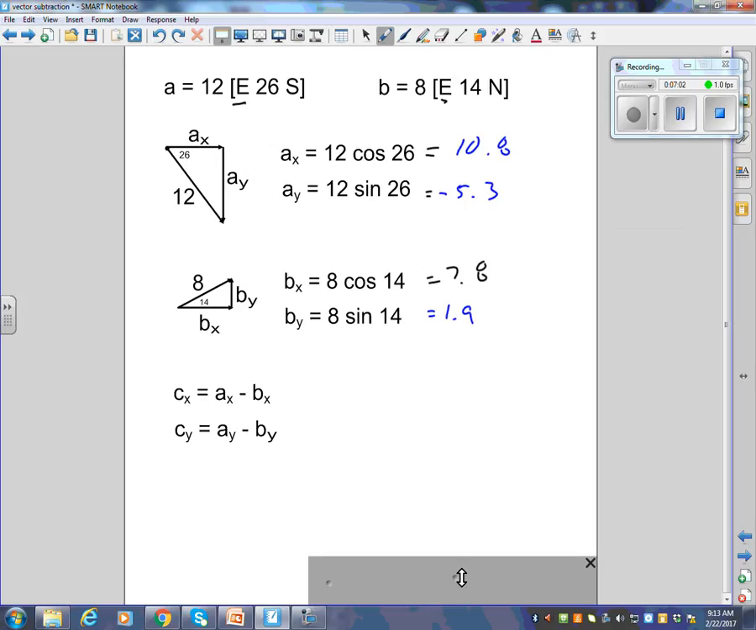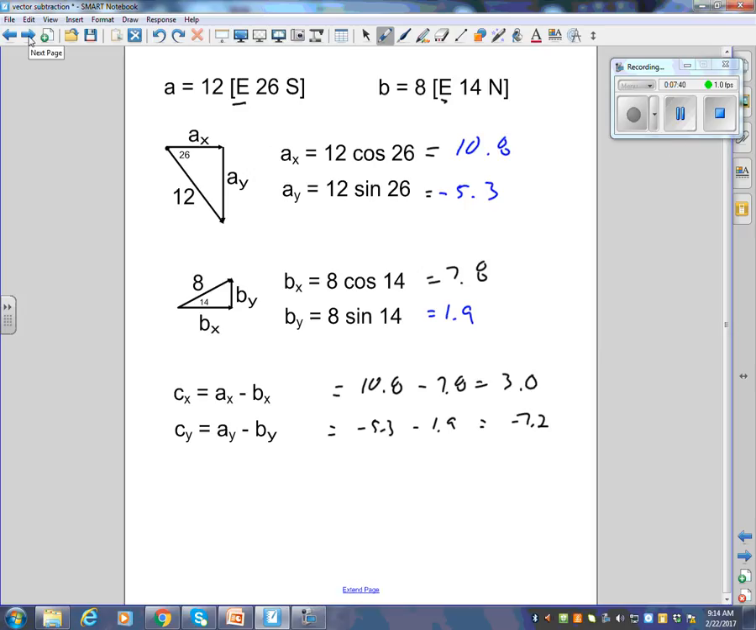And I don't have those. Well, that's just it. I can do that one in my head. This one here is going to be minus 5.3 subtract 1.9, which I think is 7.3 minus 7.2. Okay, so those are our x and y components of our resultant, our c value.